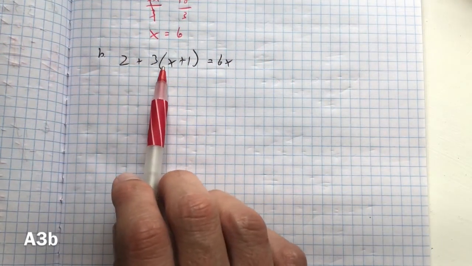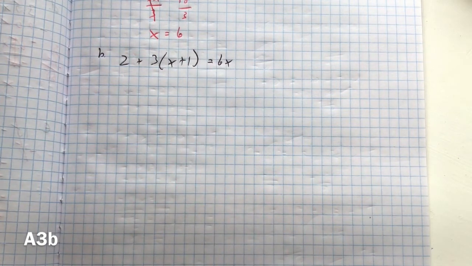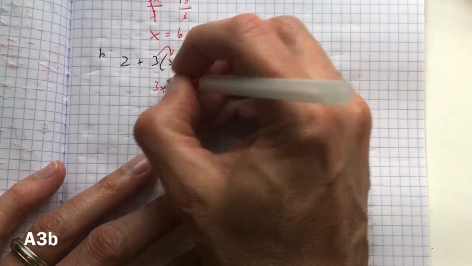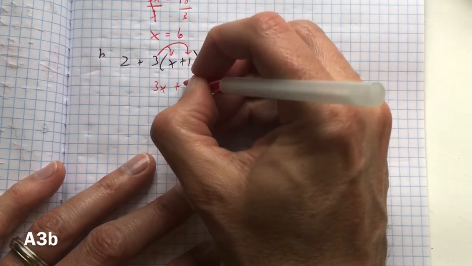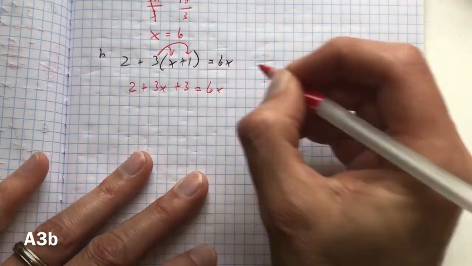2 plus 3 times the quantity (x plus 1) is equal to 6x. Same process we just did. We're going to distribute that 3 through. I have a 3x here. Distribute that 3 here, plus 3 here. I bring my plus 2 here and my 6x over here.